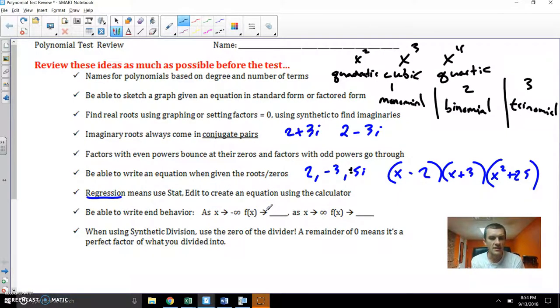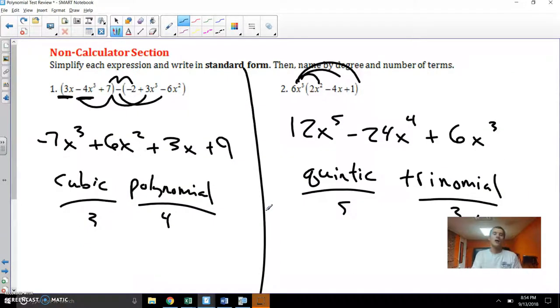And then the last thing, using synthetic division, use the 0 of the divider, or remainder of 0 means it's a perfect factor. And you'll have a question where it says, is this a perfect factor? And you'll have to use the 0 and use synthetic division. So pause the video if you need to get these answers down.